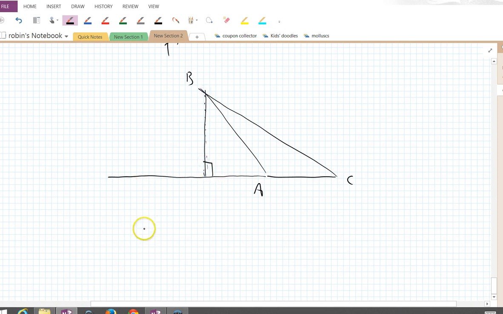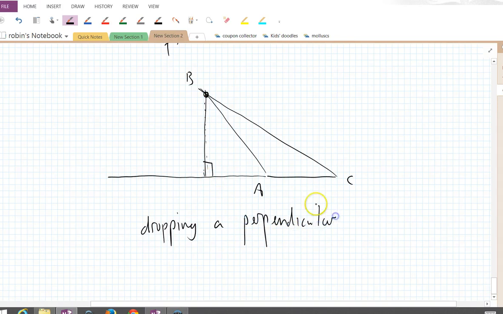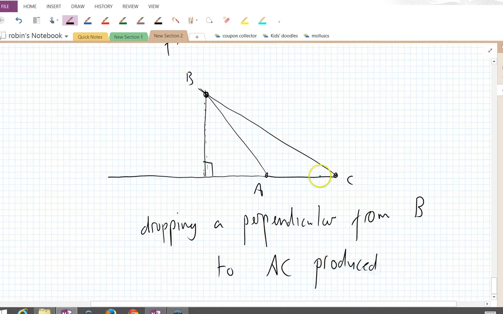So how do you describe that? You'd say that's called dropping. And you see it's dropping because I've written this point above, so we're coming down here. Dropping a perpendicular from B to not AC, because AC only goes from there to there. You say AC produced. And produced means we take this line here and carry it on there as far as we need to drop that perpendicular down there.